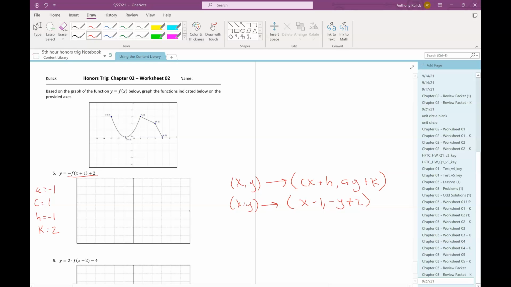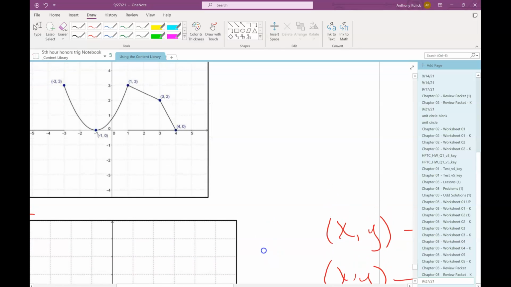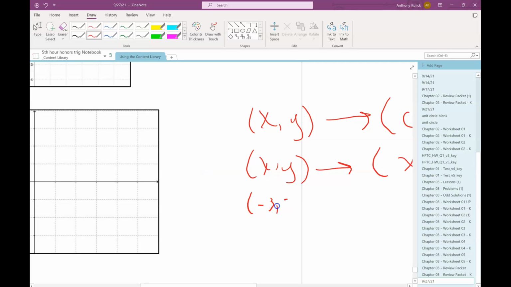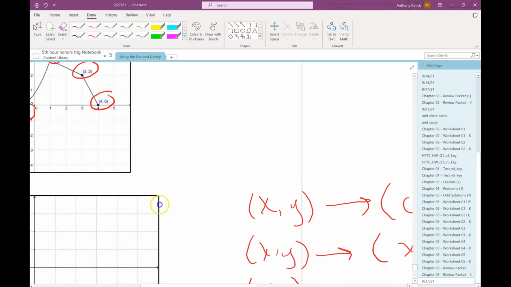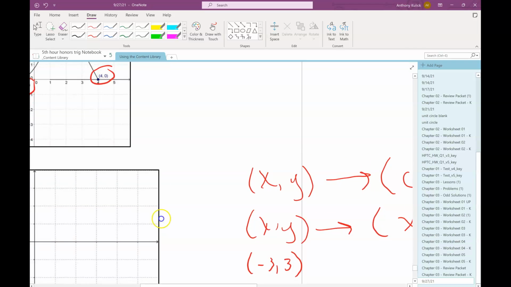I just plugged in the values into cx plus h and ay plus k. Oh. Right, that we just got from over there. And now I'm going to use that transformation on my points in my function. So let's see, I have negative 3, 3, I have 1, 0, I have 1, 3, 3, 2, and 4, 0.